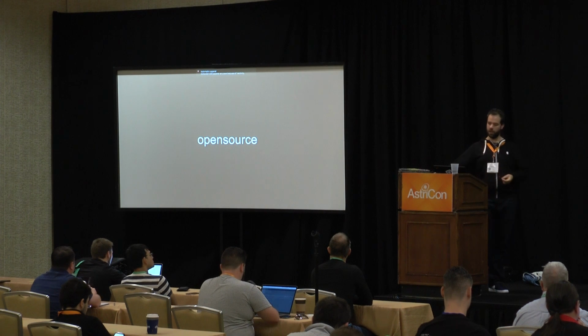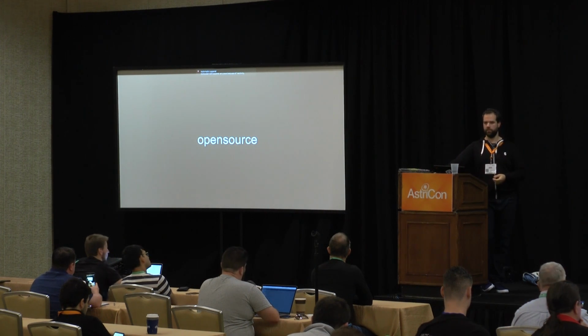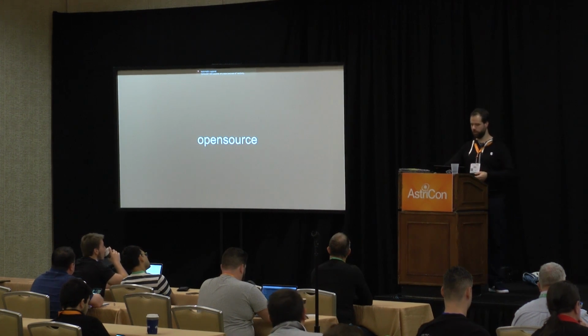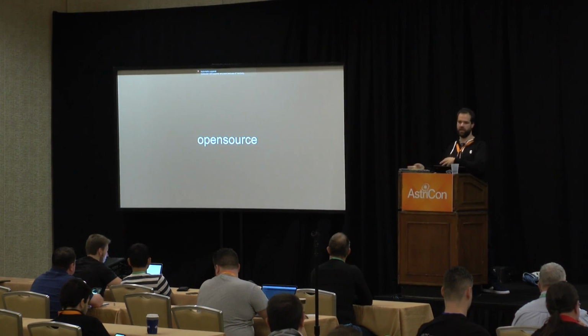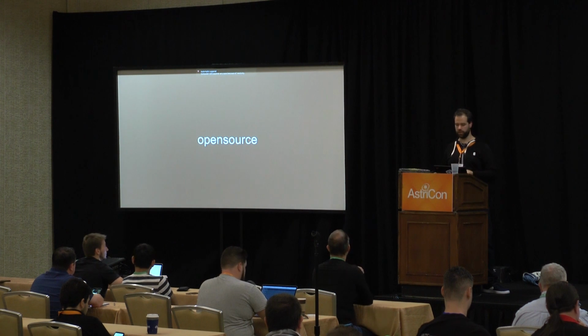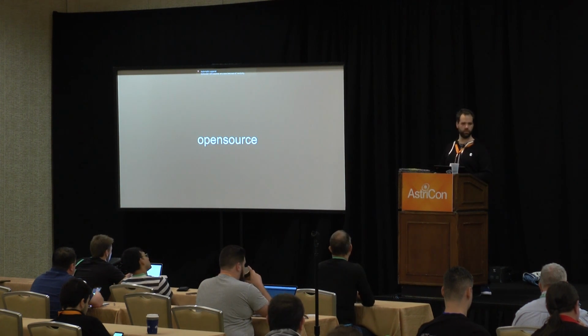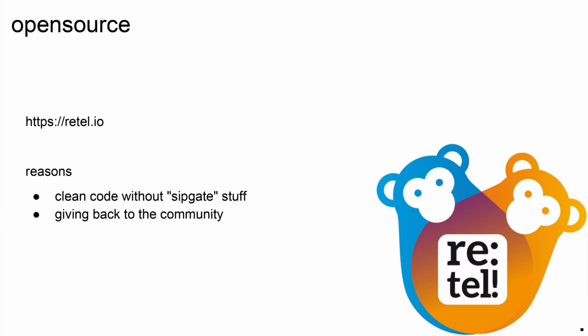Then we thought about this ARI proxy. There are ARI proxies on the market. But we want to have Kafka as message broker, so there is nothing. But what we could do is we could open source that project. Sounds great, but it's selfish. Our reason to put our ARI proxy open source is to have clean code.